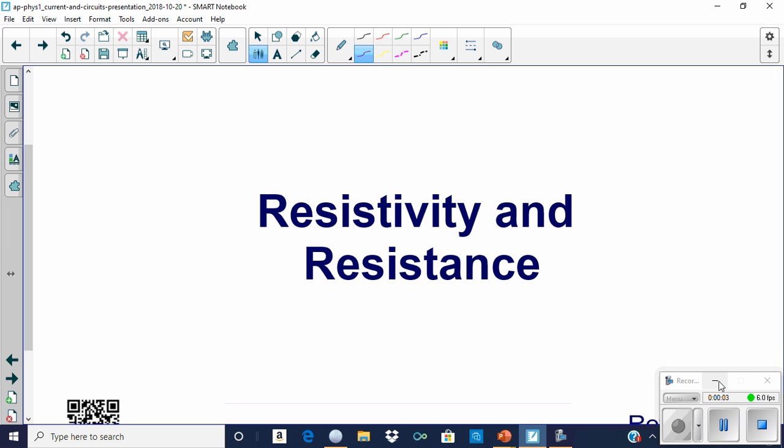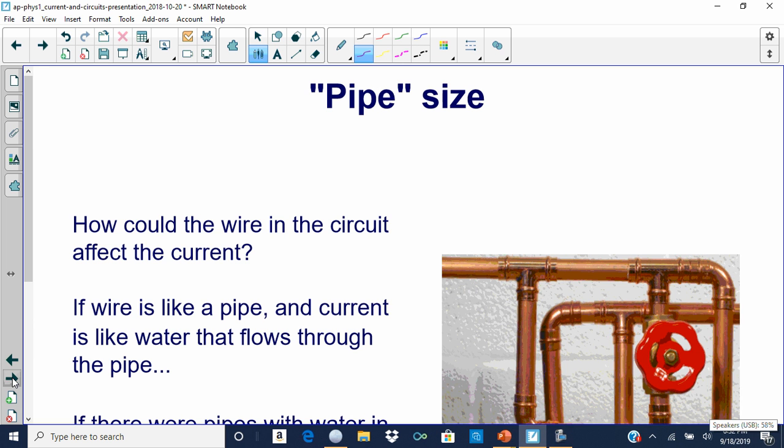In this video, we're going to talk about resistance and resistivity. When we talk about pipes in comparison to wires, this is how we can determine something about the resistance or the resistivity. So how could the wire in a circuit affect the current?